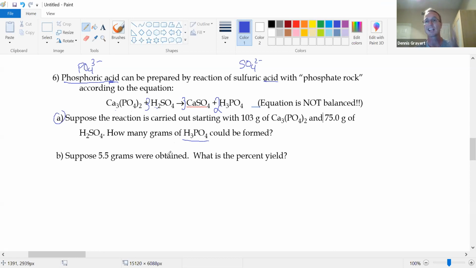You can't just look at it and predict and say, oh, I think 103 is the limiting reagent or 75 is the limiting reagent. No, you have to just try it out. Remember, the limiting reagent is the one, this one or that one, that runs out first. How do you know? You just got to try it. So we got to do dimensional analysis twice. Okay, so what do we want? We want grams of H3PO4.